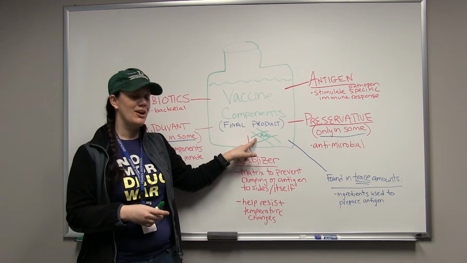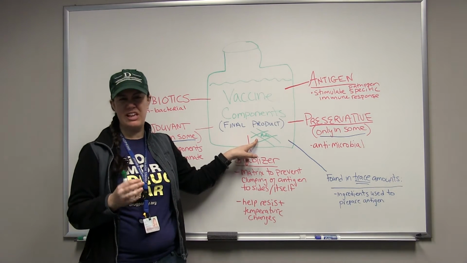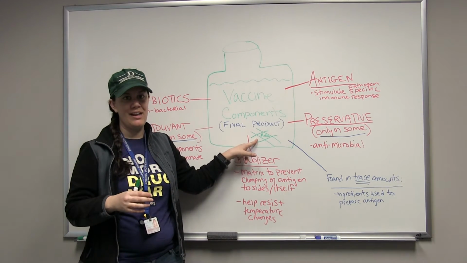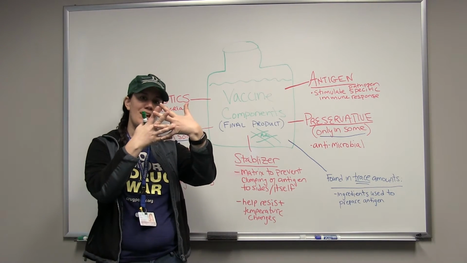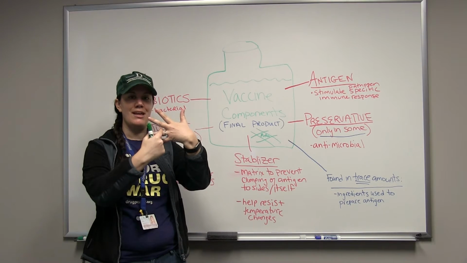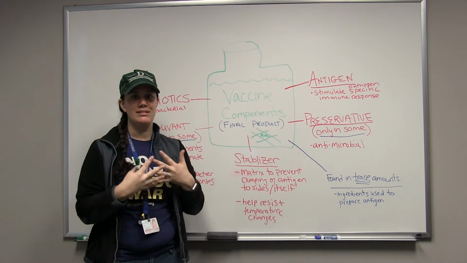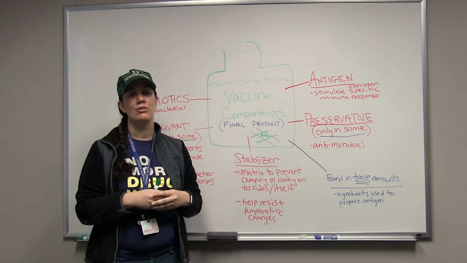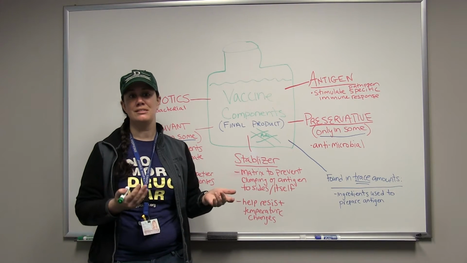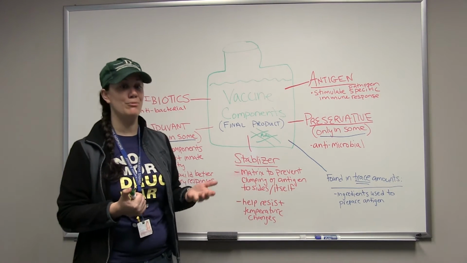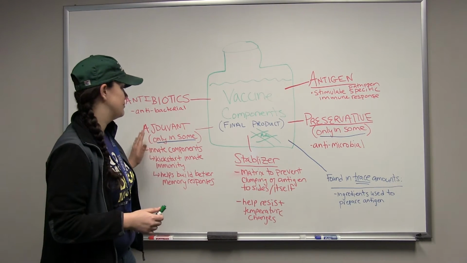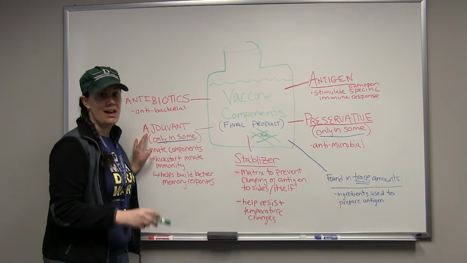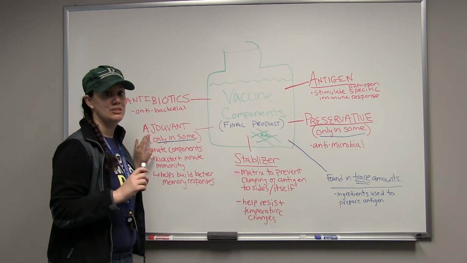So I've drawn up here, this is kind of what a matrix looks like if we zoomed in on it, and it forms these, kind of like this, where the antigen can be put right in between this matrix so that there can be an even spread of antigen throughout the whole vial, and also so it doesn't stick to the sides. Really important. The next category is also not found in all vaccines, but just some.